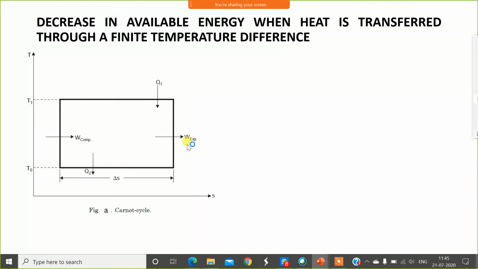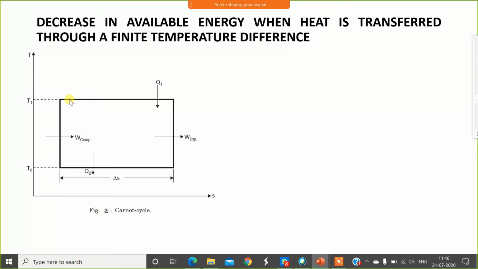Consider a Carnot cycle. TS diagram for a Carnot cycle we have already seen. Carnot cycle in ideal gas. Carnot cycle consists of two reversible isothermal processes and two reversible adiabatic processes. Heat addition and heat rejection in a Carnot cycle take place in isothermal process, and work done and work consumption take place in a reversible adiabatic process. Expansion process gives the work and compression process absorbs the work.